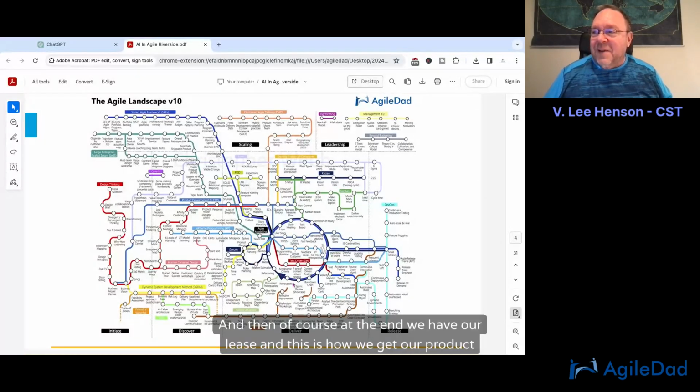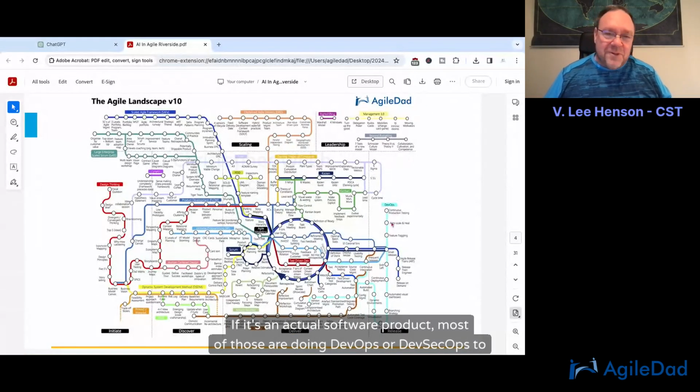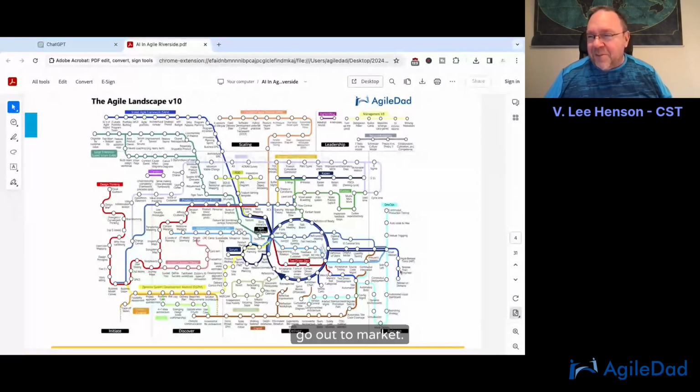And then, of course, at the end, we have release. And this is how we get our product or service to market. If it's a physical product, it follows more Lean Six Sigma. If it's an actual software product, most of those are doing DevOps or DevSecOps to go out to market.